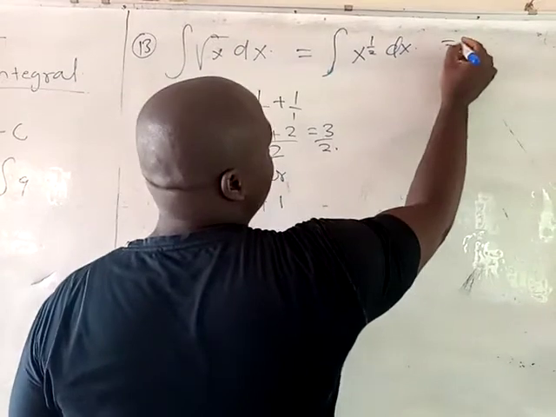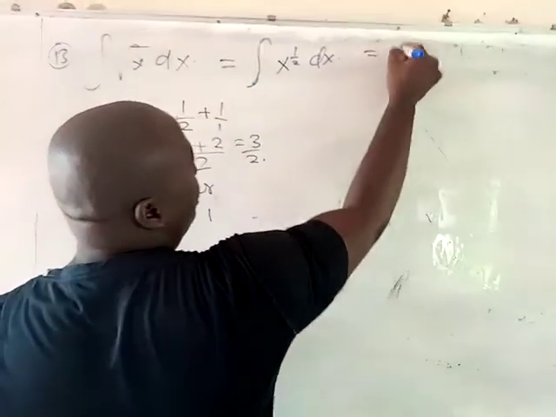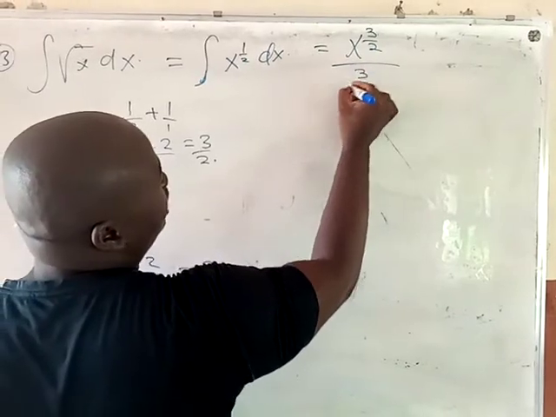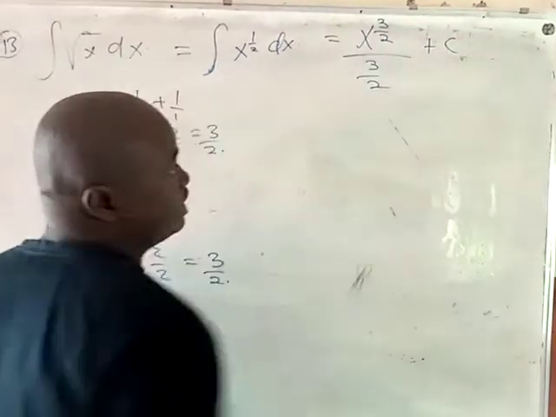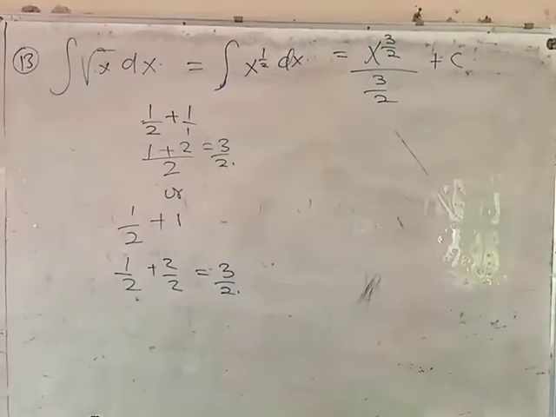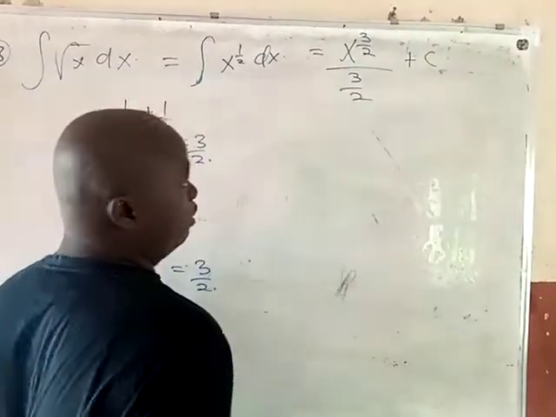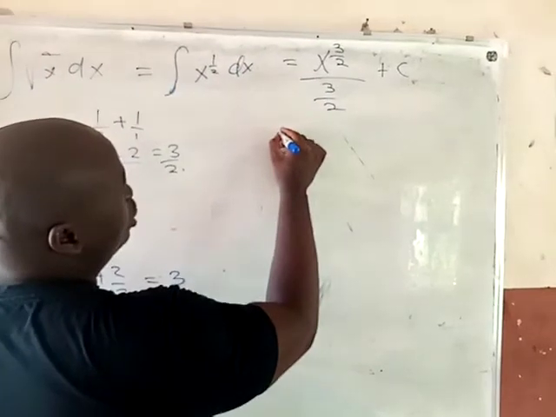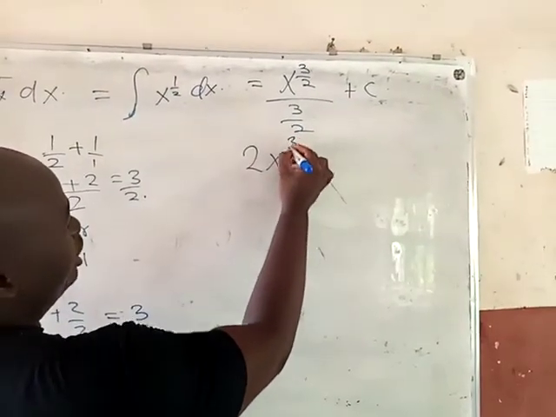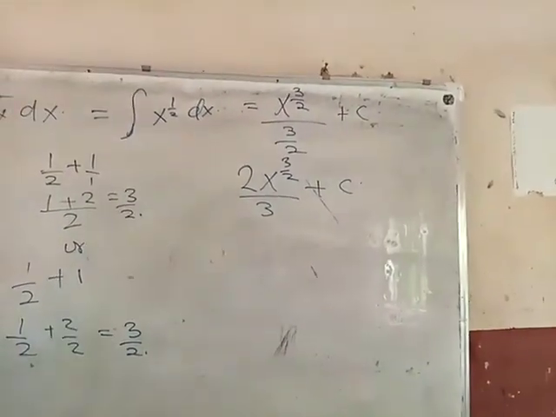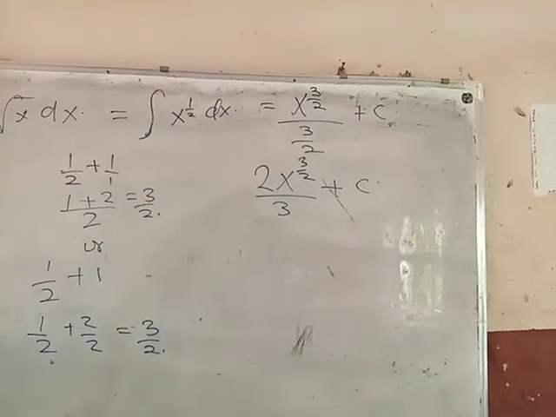3 all over 2. That means this has already changed to x to the power 3 all over 2 divided by 3 all over 2, plus C. Something can still be done. Using law of indices, you can see that this is going to come up, right? So we have 2x^(3/2) divided by 3, plus C. This is pure law of indices.